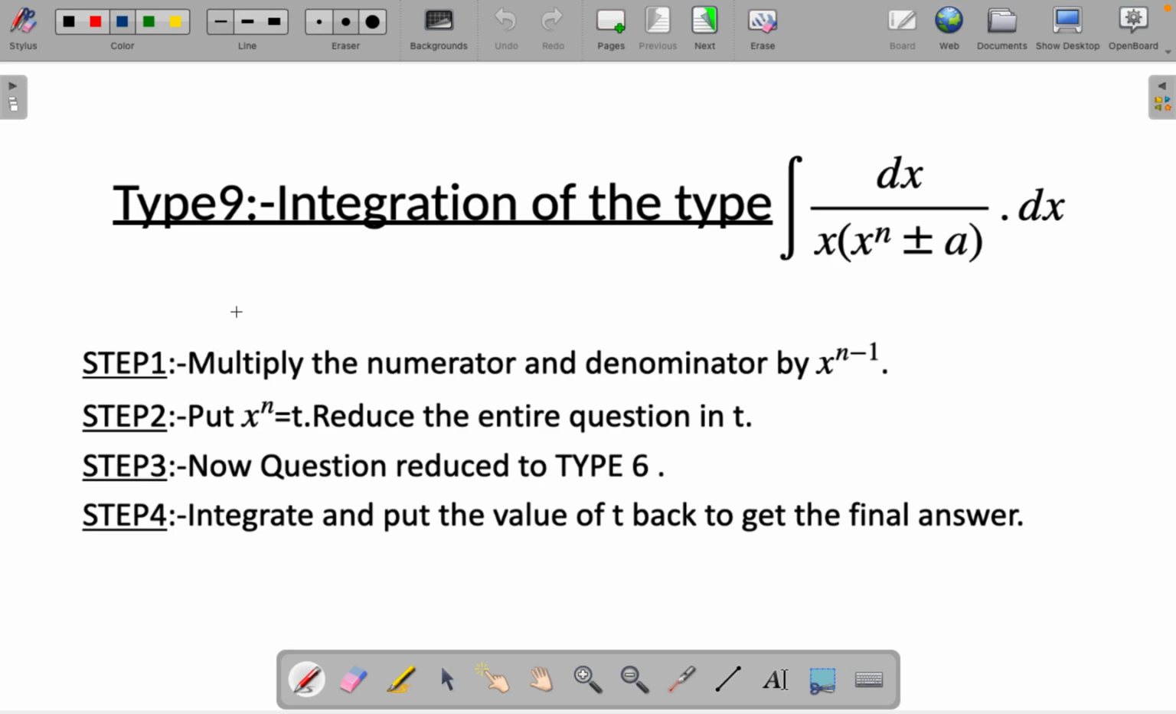Hello everyone, and welcome to the next video of integration. Today we are going to learn type 9. Again, type 9 is very easy and relatable.